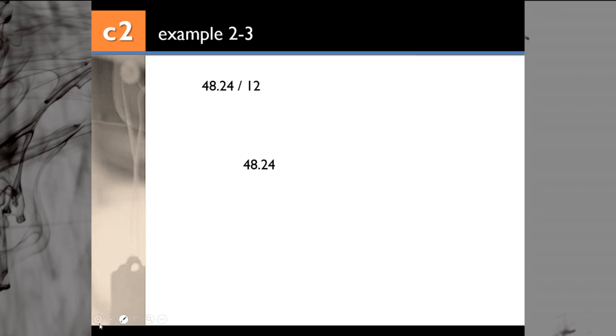So 48.24, and this is the hand calculation. You put the 12 on the left-hand side here and start to divide. So 48 divided by 12 is going to be 4, and 2 cannot be divided by 12, but 24 can be divided by 12. So it's 4.02.